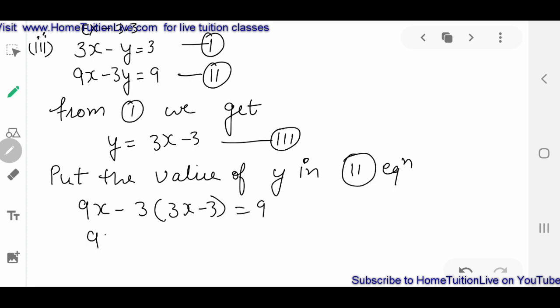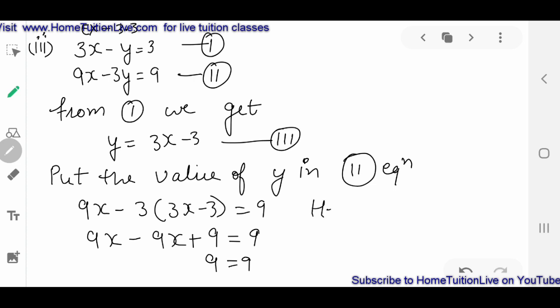Now solve the equation. 9x minus 3 into 3x, minus 3 into minus 3, plus 9, equals 9. 9x minus 9x is 0. 9 is equal to 9. We get this, which is true. It means the equation has infinite solutions.